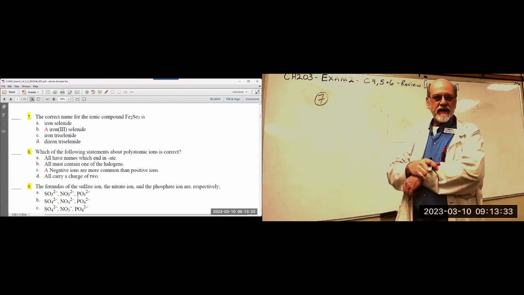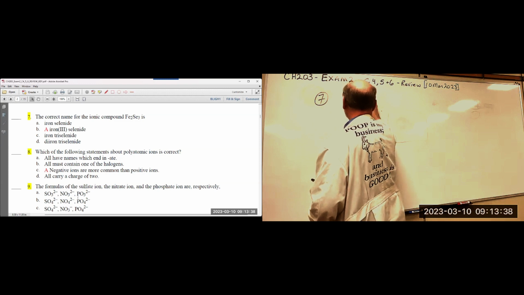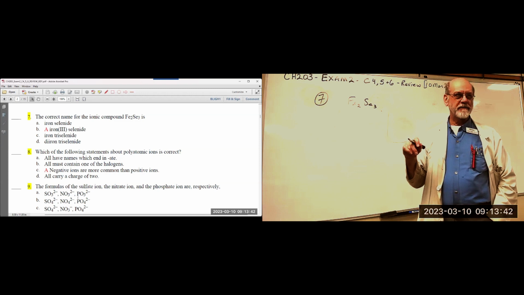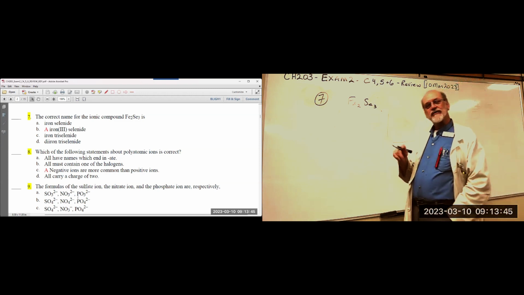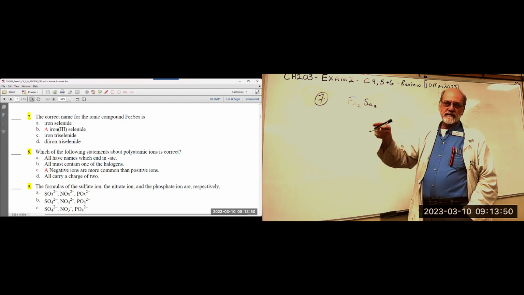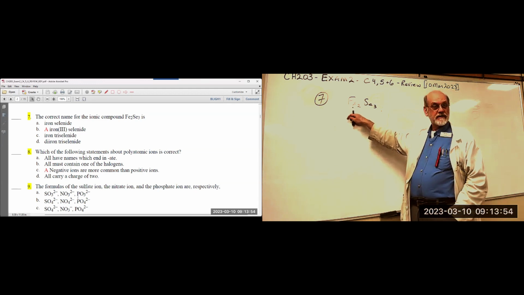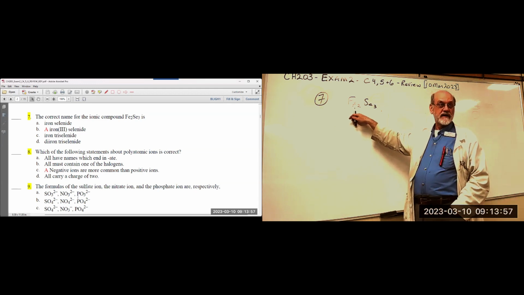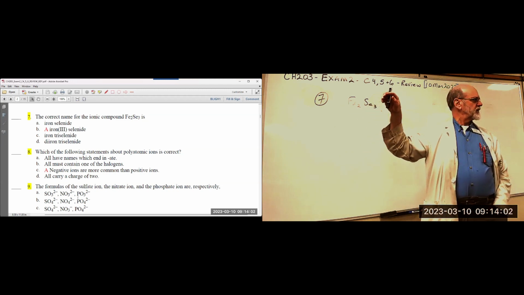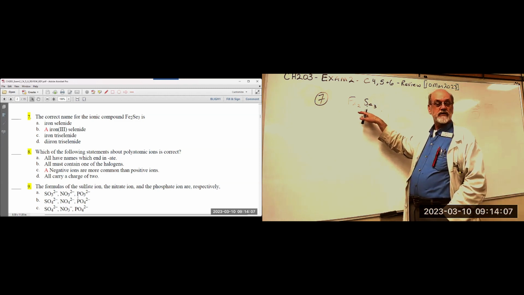The correct name for the ionic compound Fe2Se3. Okay, what type of compound is this? 1, 2, or 3? It could be a 1 or a 2, right? Metal, non-metal. So now we have a tiebreaker. Is it a 1 or a 2? It would have to be a 2 because iron is a transition metal, and it's not one of those that has a fixed charge like zinc, cadmium, or silver. The rest of them are variable charge. So it's a type 2.